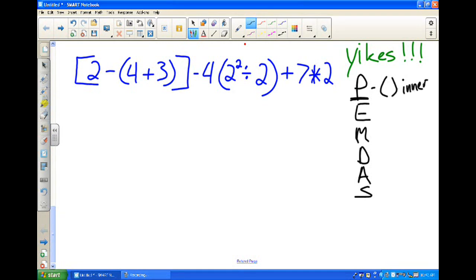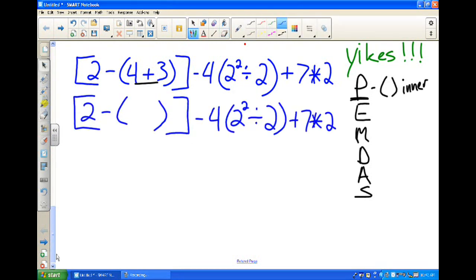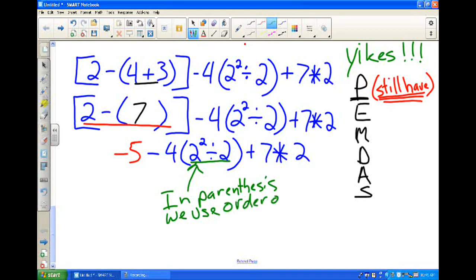So we're going to use please excuse my dear Aunt Sally. P stands for parentheses, so we're going to do the innermost parentheses first. 4 plus 3 is 7, but we still have parentheses, so we work those parentheses and narrow them down to -5. Next, inside the parentheses, we have an order of operations.